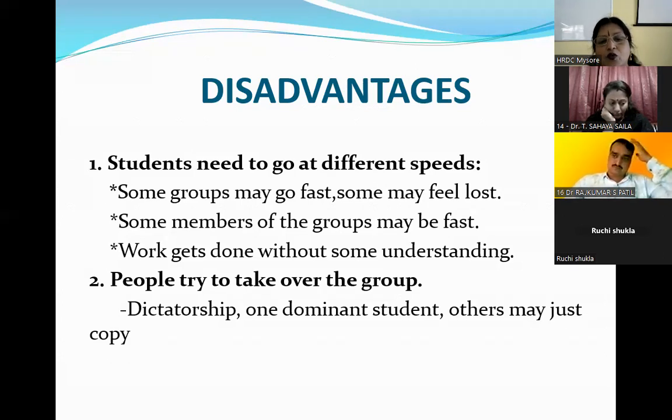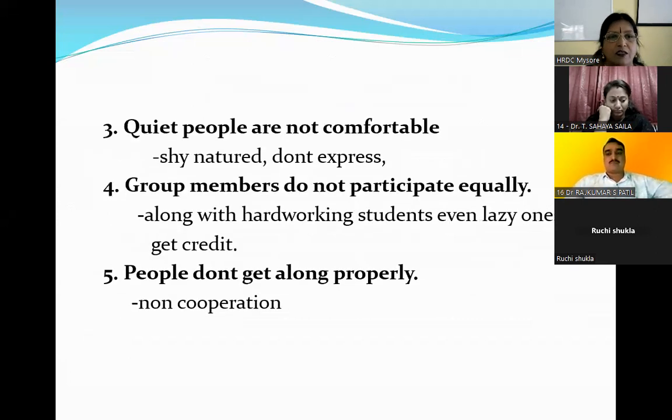People try to take over the group. There might be one dominant student who takes over and sometimes never gives a chance to the others to speak, to give their viewpoints. So this also is a disadvantage. The teacher definitely plays a vital role here also. I, as a teacher, as a mentor, as a facilitator, should control such activities.